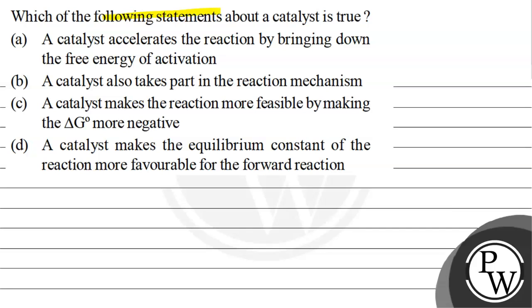Which of the following statements about a catalyst is true? A. A catalyst accelerates the reaction by bringing down the free energy of activation. B. A catalyst also takes part in the reaction mechanism. C. A catalyst makes the reaction more feasible by making delta G naught more negative. D. A catalyst makes the equilibrium constant of the reaction more favorable for the forward reaction.